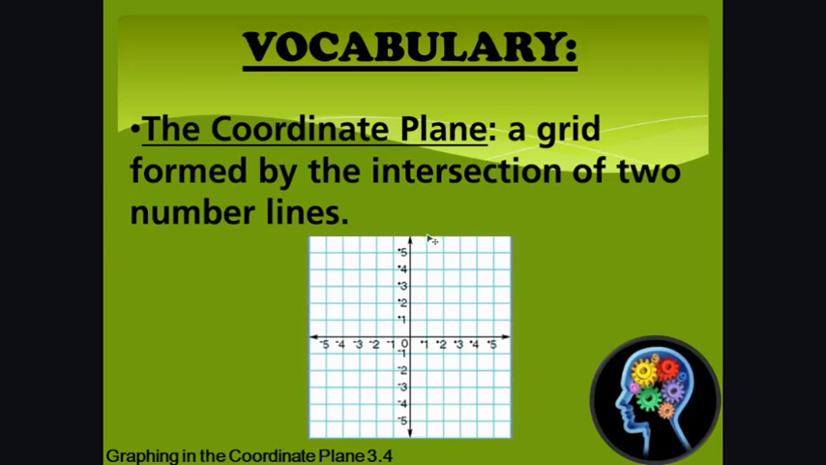So here we have our y-axis that goes straight up and down, and our x-axis that goes from left to right. When I was in school, I would always remember in the coordinate plane that the y-axis is always going up and down because y is going to the sky. That's how I told those two apart.